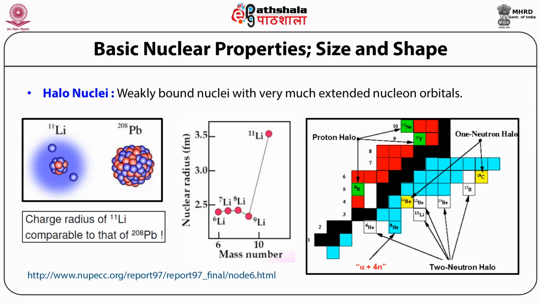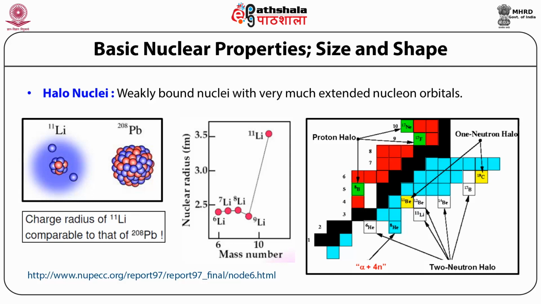So we can say that, as we have seen, it is the distribution of 2 neutrons in lithium 11 which is very much extended. So this lithium 11 can be termed as a very special nucleus, and it is termed as a halo nucleus. Now the charge radius of lithium 11 is comparable to that of 208 lead.